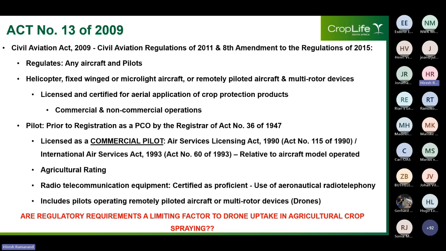As you will know, there has been a lot of hype around drones and their application in crop spraying in recent times, where strict regulatory requirements such as having to obtain a commercial remote pilot license for the drone operated and an agricultural rating are being punted as a limiting factor to increased utilization of drone technology in agriculture, particularly crop spraying. But is this a fair argument?